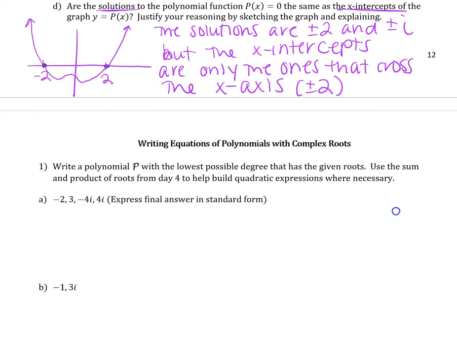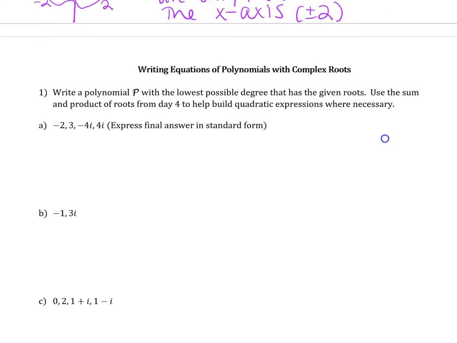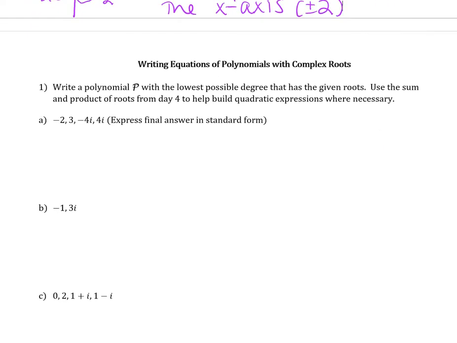Okay, so now building upon what we discussed yesterday, we're going to write a polynomial in the lowest possible degree that has the following roots. We will use the sum and product to help us build these quadratics when needed. Okay, so starting with A, I'm noticing I have 2 real and rational solutions, negative 2 and 3. So those are where we're crossing the x-axis. And then I have 2 imaginary solutions, negative 4i and positive 4i. Notice how those are stated in conjugate pairs already for me, which is kind of nice.